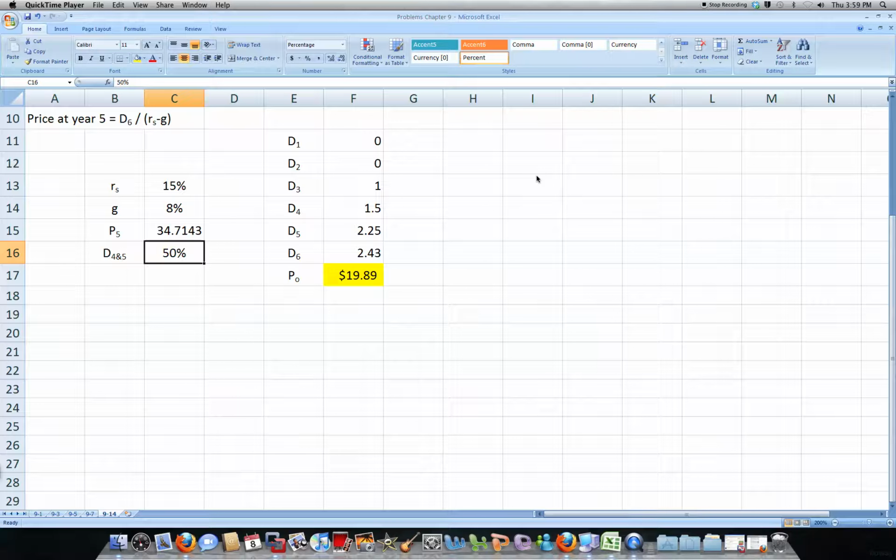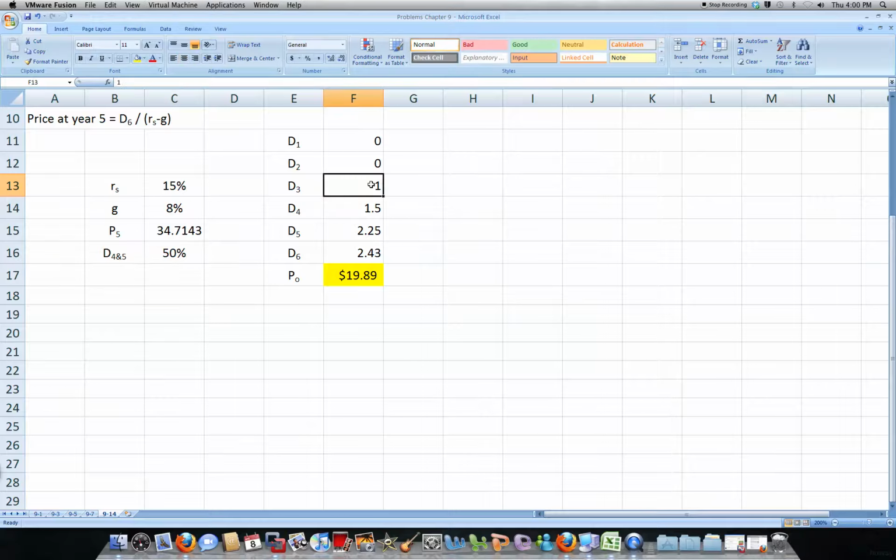So here we've got a couple of givens. Our required return is 15% and our growth rate is 8%. So here's what we're going to have to do. Here's our dividend at year 1, which is 0. Here's our dividend at year 2. Now it tells us that beginning year 3 we get a dividend of $1, and then it's going to grow by 50% a year for 2 years, years 4 and 5.